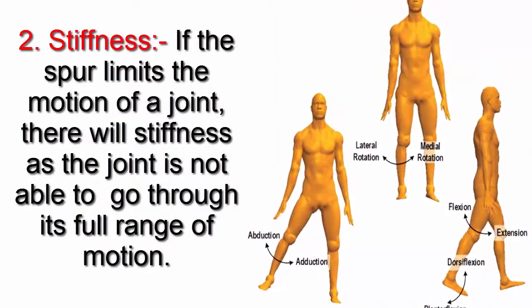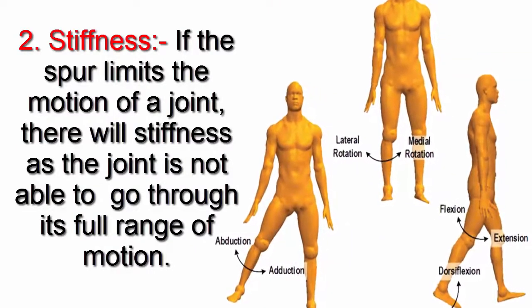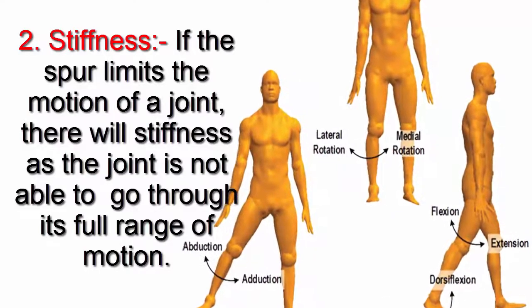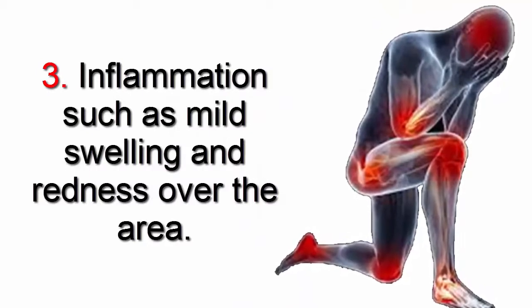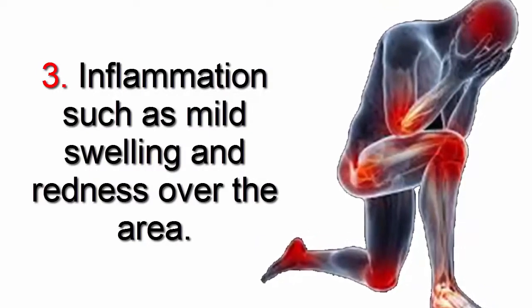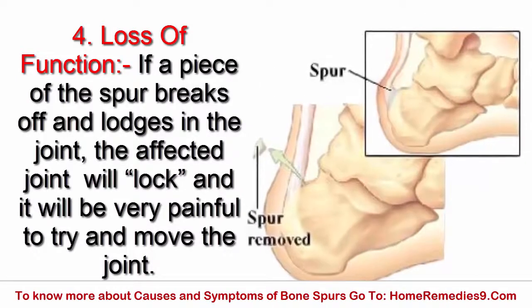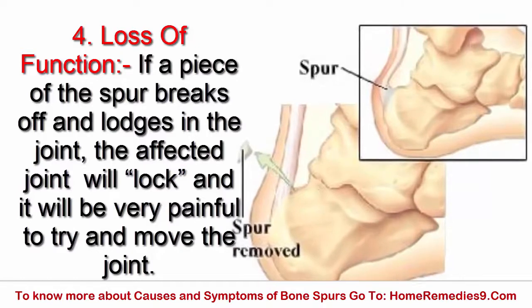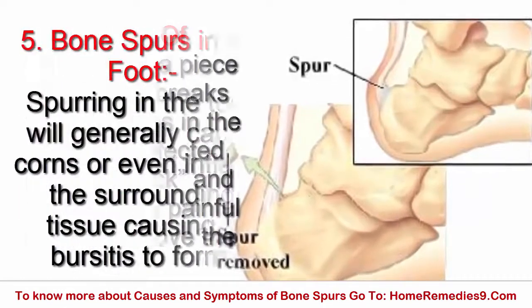2. Stiffness. If the spur limits the motion of a joint, there will be stiffness, as the joint is not able to go through its full range of motion. 3. Inflammation, such as mild swelling and redness over the area. 4. Loss of function. If a piece of the spur breaks off and lodges in the joint, the affected joint will lock, and it will be very painful to try and move the joint.